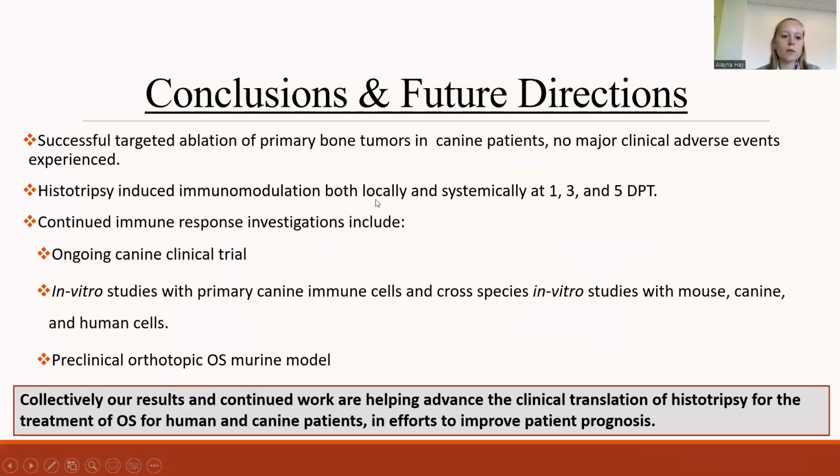In conclusion, we successfully delivered histotripsy treatment to the primary bone tumors in our canine patients, and no major clinical adverse events were experienced. Excitingly, our preliminary results suggest that we induced immune activation, immune modulation within the local tumor environment. However, we need to continue to further characterize these changes and establish their clinical relevance and better define this immune modulation that we have observed.